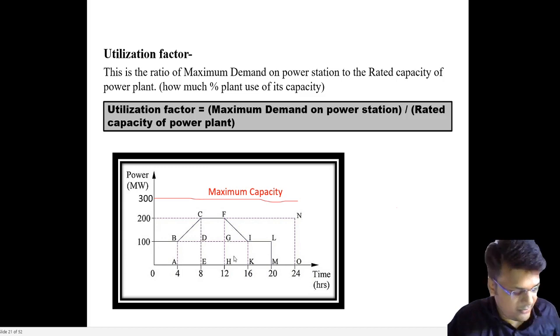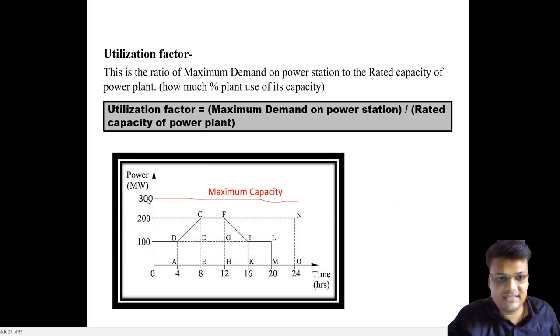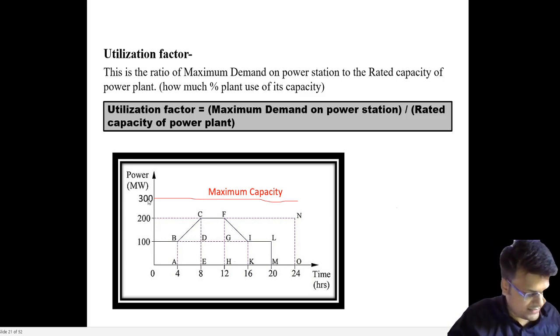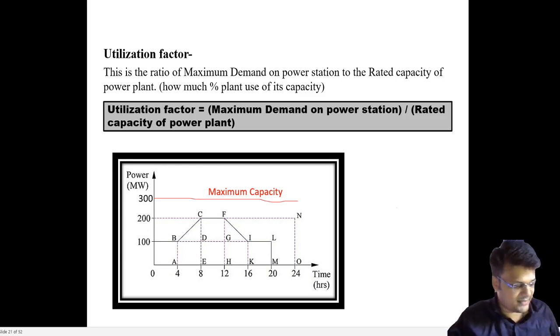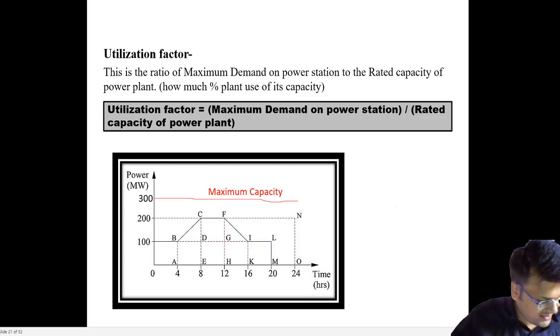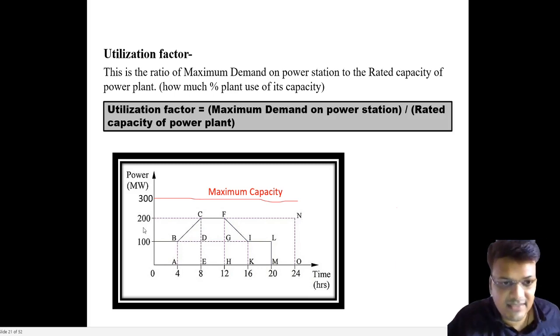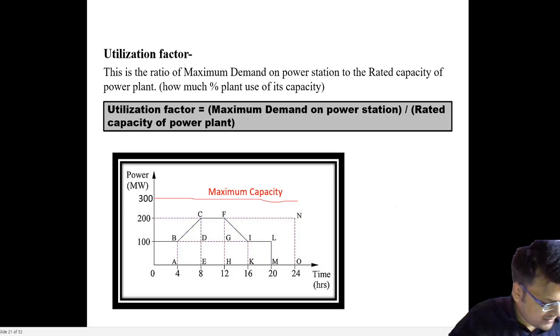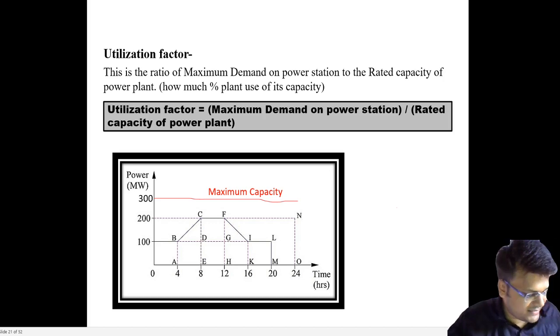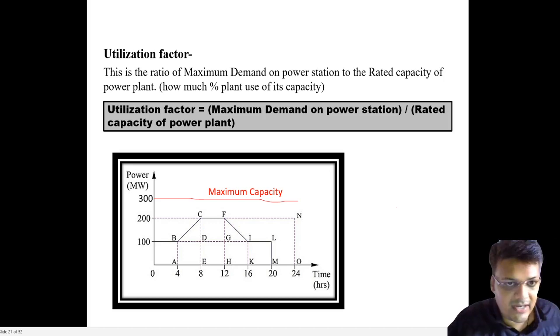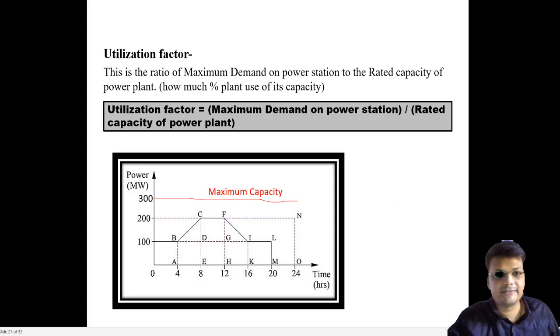So what is the value of the utilization factor? It is 200 by 300, which is 0.666. Anusha, that's correct. After that, Akashdeep, Avesh, and Anupma. Yes, that is the correct answer, 200 by 300. It gives the utilization factor. What is the meaning of the utilization factor? If asked in percentage form, it will be 66.6%, or approximately 67%.